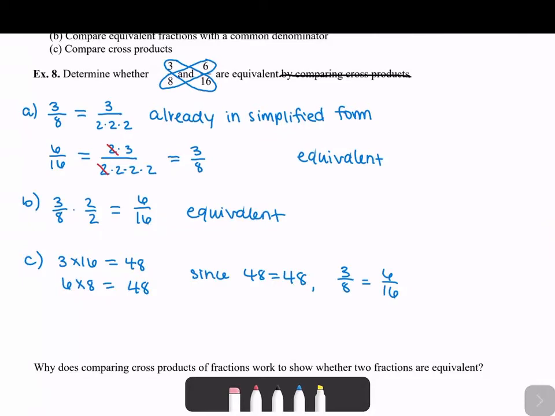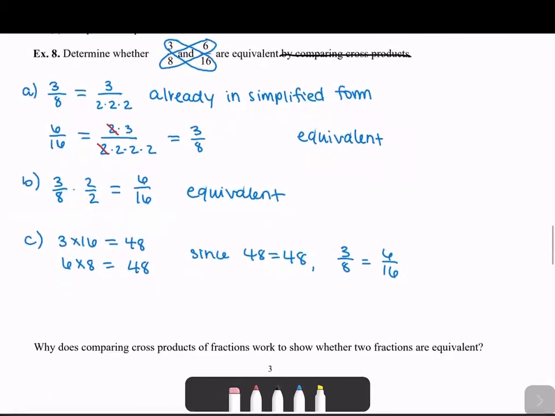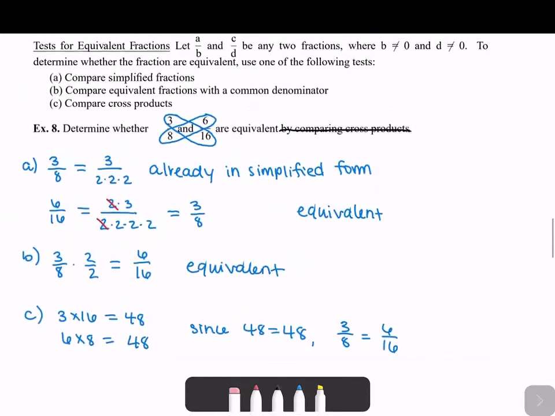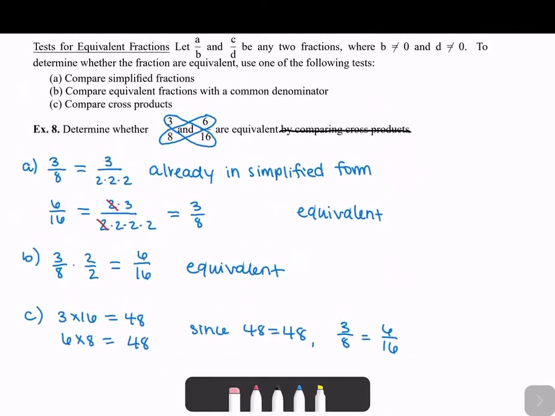So let's think about why comparing cross products works. This is something that we use all the time, and it's something that you may not have ever given a lot of thought to, about why it works. But why this works is essentially because it's a form of making a common denominator.